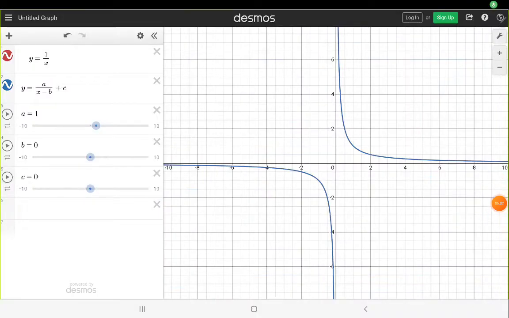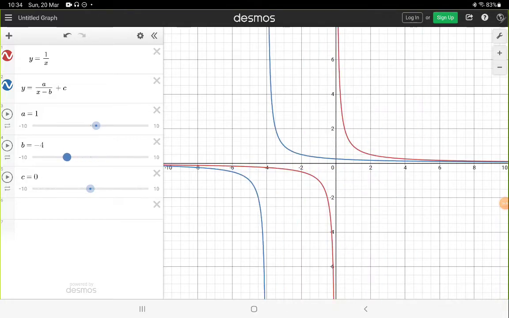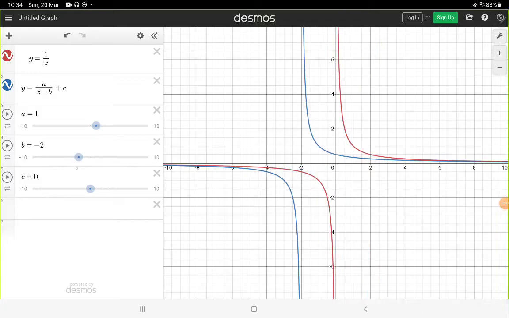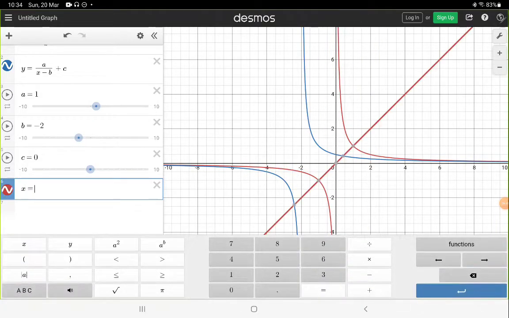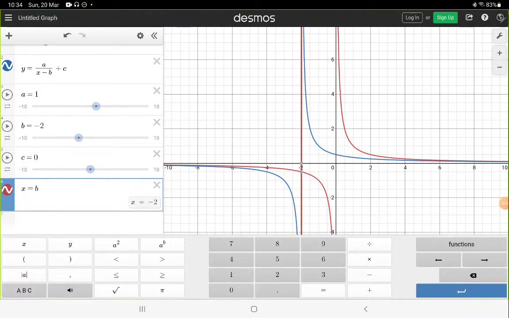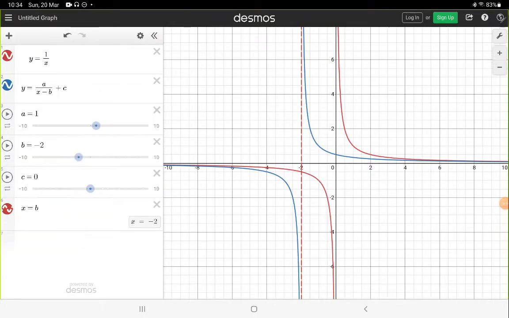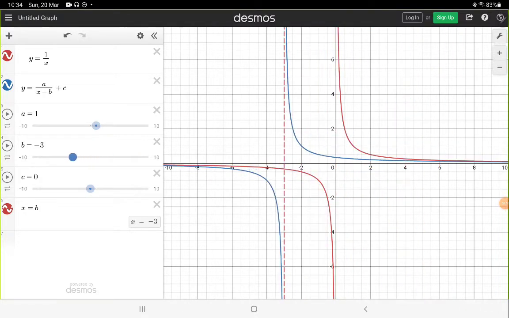So you can see here that as I move b to the left or the right, it just moves the whole thing to the left or the right. And in this case, if I actually put in x equals b, and let's make this some sort of dotted line, you can see that it just shifts this vertical asymptote left and right.